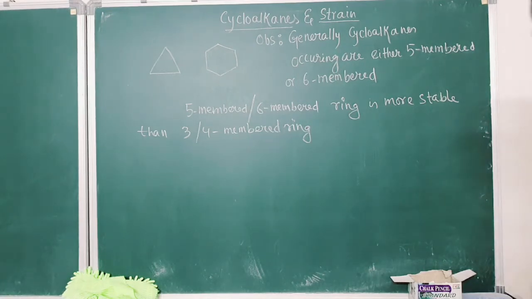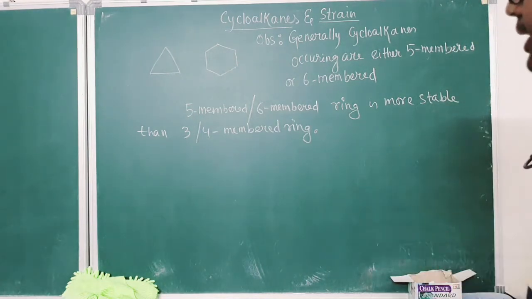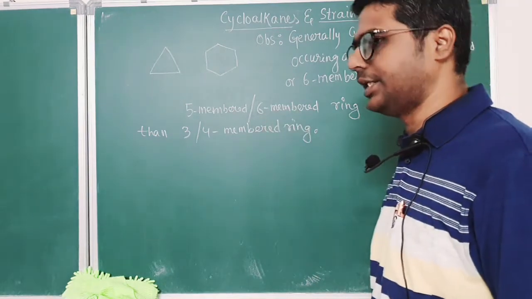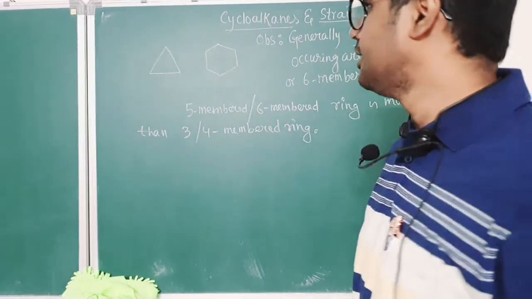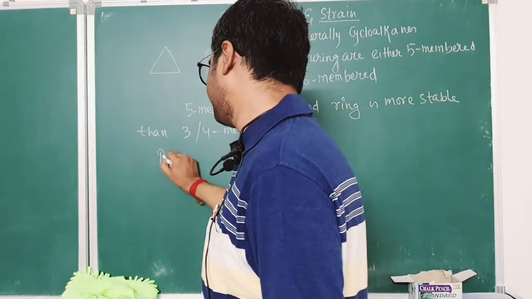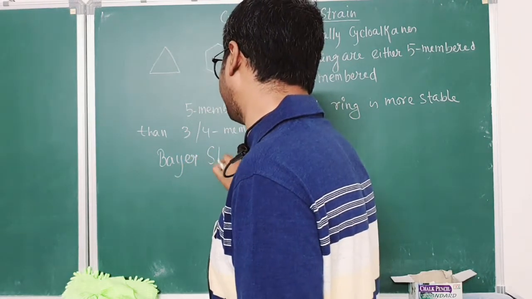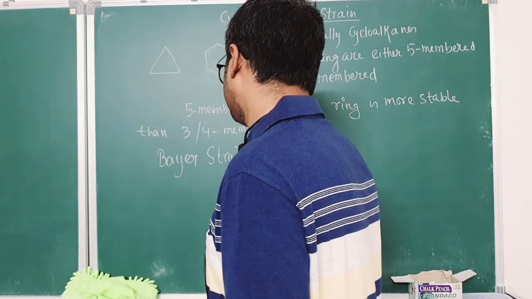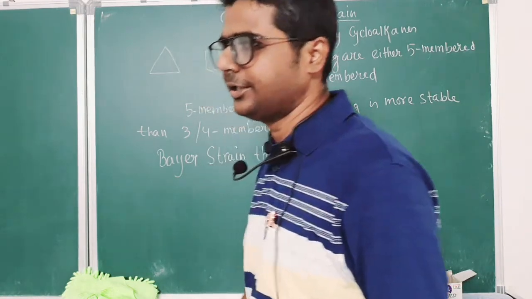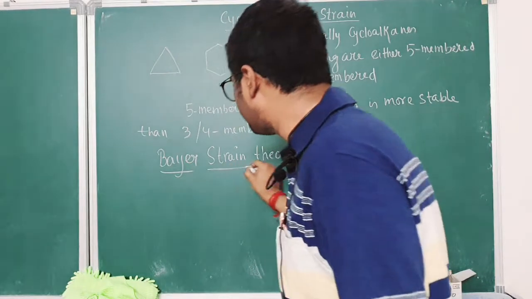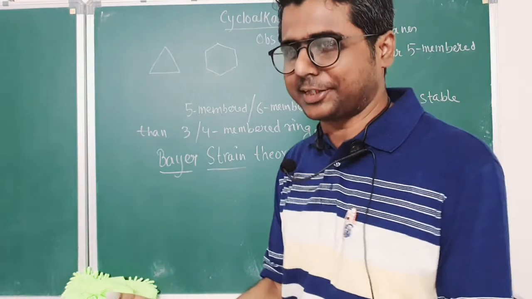Now, next came the possible criteria to understand why a 5-membered or 6-membered ring is much more stable than a 3 or 4-membered ring. The first thing, Baeyer, a scientist, came out with a theory which we nowadays call Baeyer strain theory. We never call it just strain theory, we call it Baeyer strain theory. So this strain is associated with Baeyer. It is not strain theory, it is Baeyer strain theory.